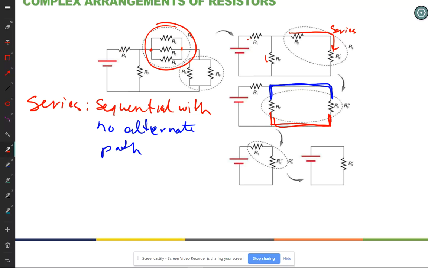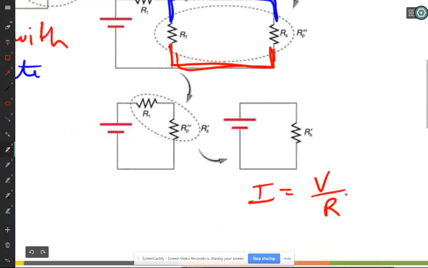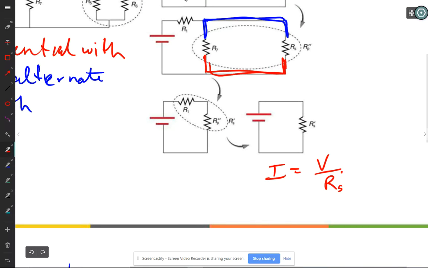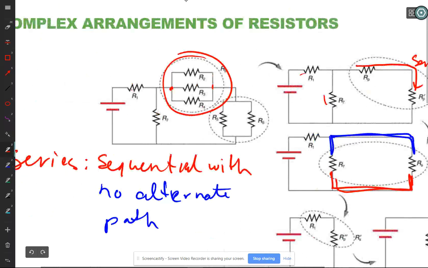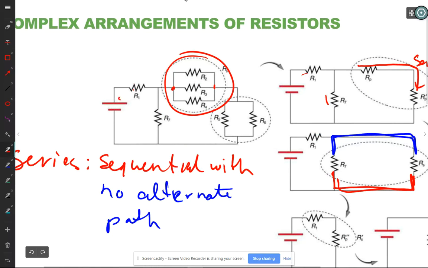Now that we have it down to one resistor, I can say, well, the current that it's going to draw is going to be the voltage of my power supply divided by RS prime. Now I can tell you what the current's going to be. Once I've calculated that current, then I come back to my original circuit and I can say, well, I have that current going through here, and so I can calculate what the voltage drop here is.